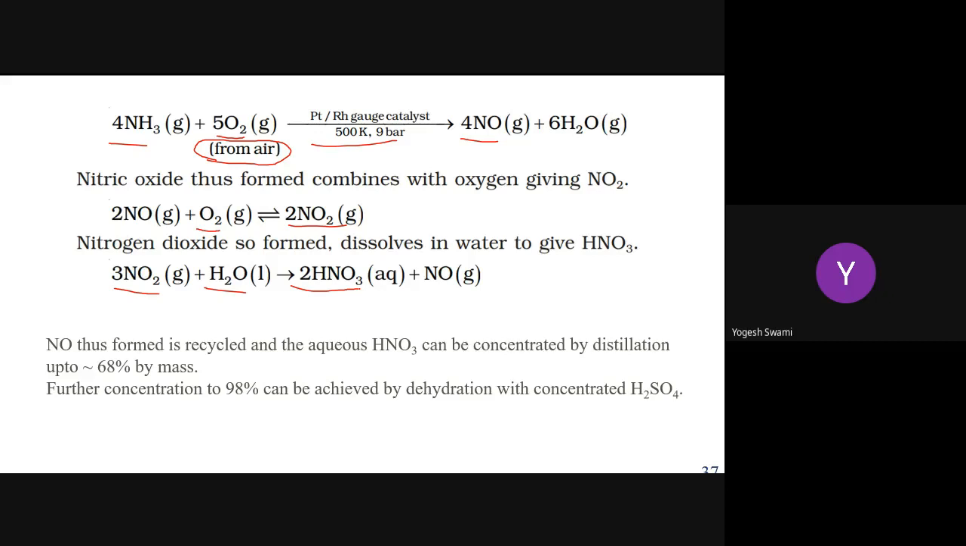If we require more concentrated nitric acid, it is concentrated using a dehydrating agent, and we can achieve up to 95% concentrated nitric acid. 100% concentrated nitric acid is not possible, because, as the reaction suggests, HNO3 is formed when NO2 gas is dissolved in H2O and converts to HNO3. So some amount of water is absolutely present.